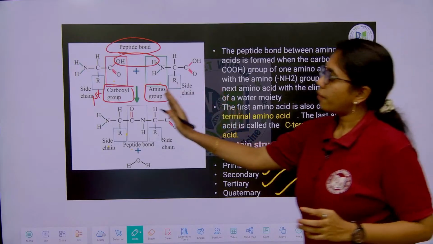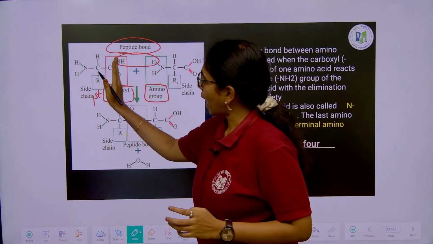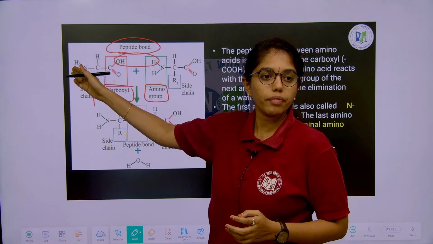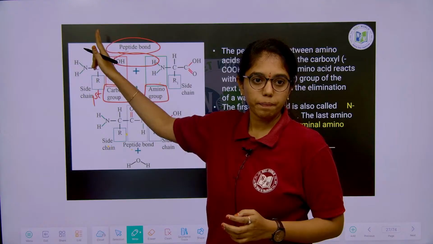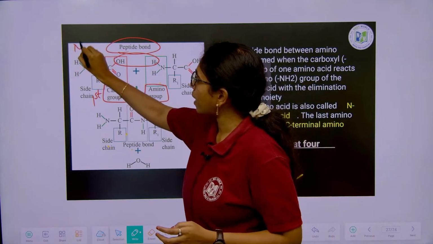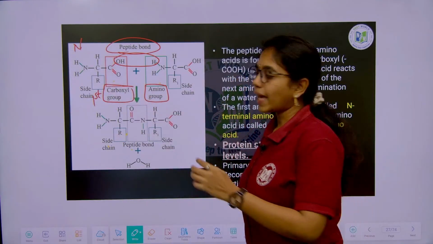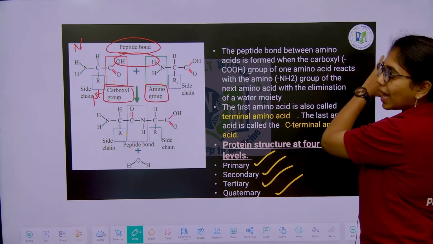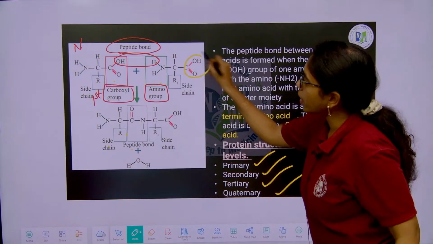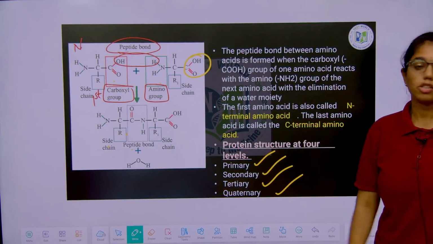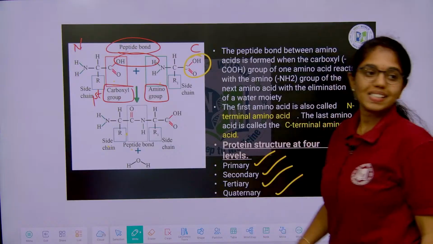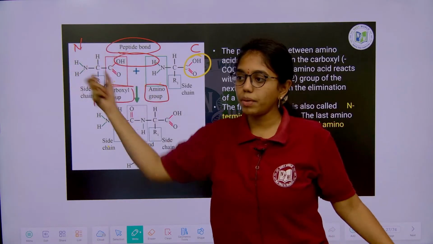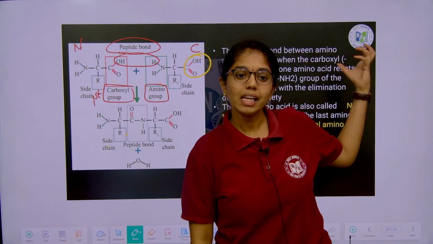When the carboxyl group of the first amino acid is involved in bond formation, which group will be free? Amino group will be free, and this is known as N-terminal. Like that, a long chain of amino acids is formed. In the last amino acid, which group will be free? Carboxyl group will be free. So this is addressed as what terminal? C-terminal.